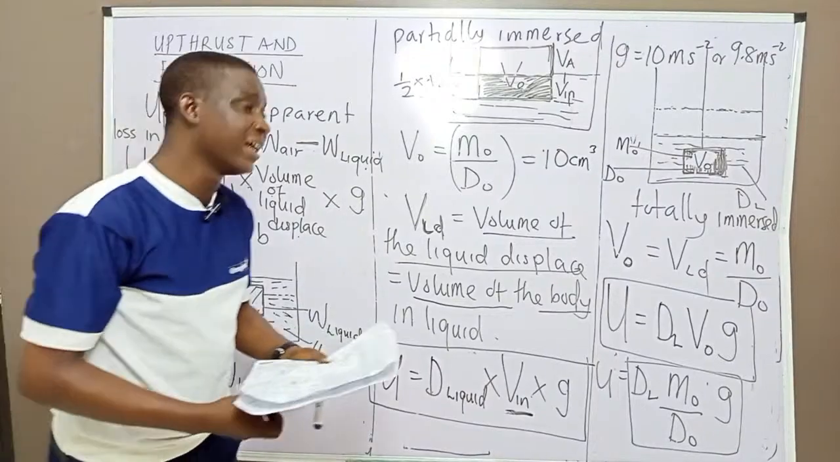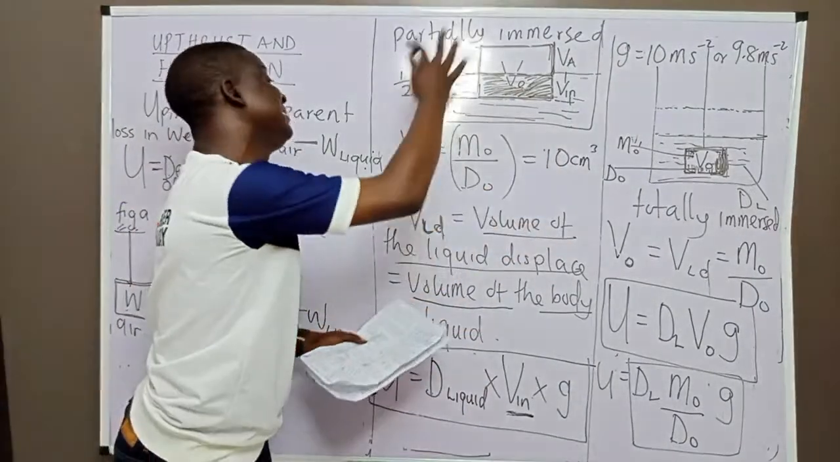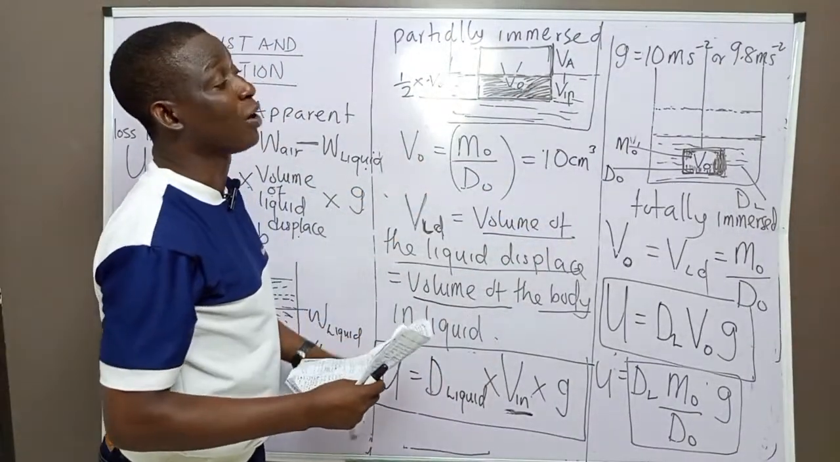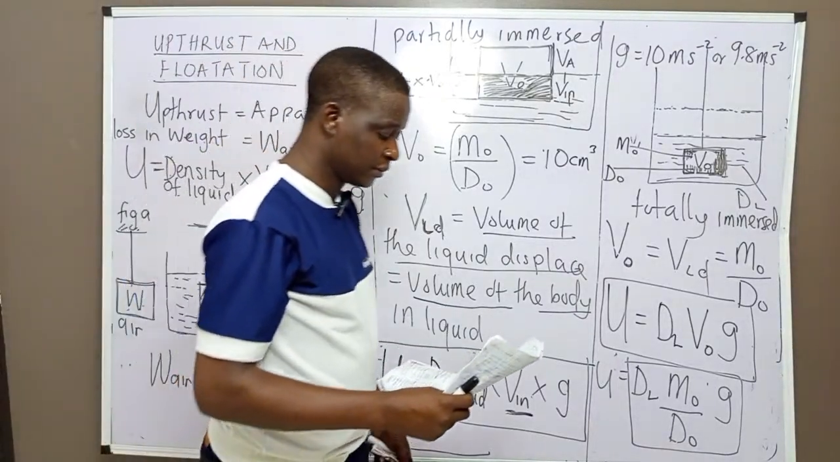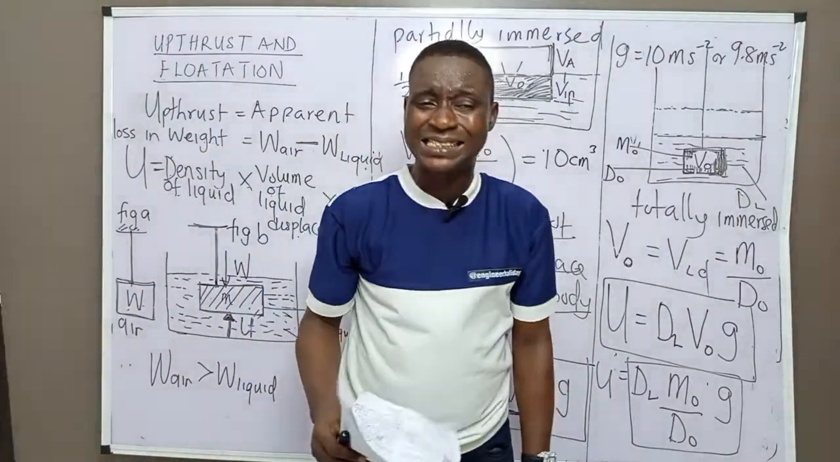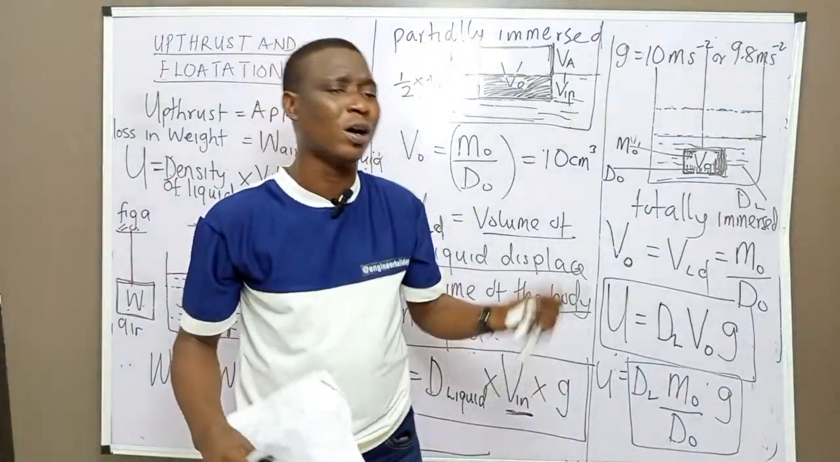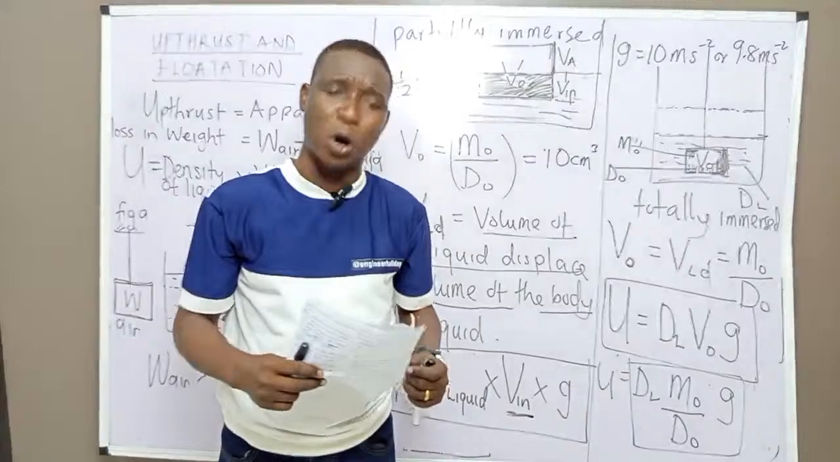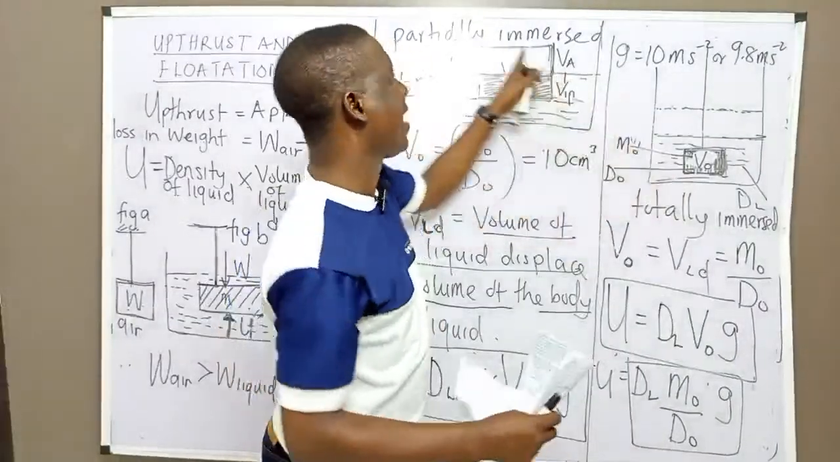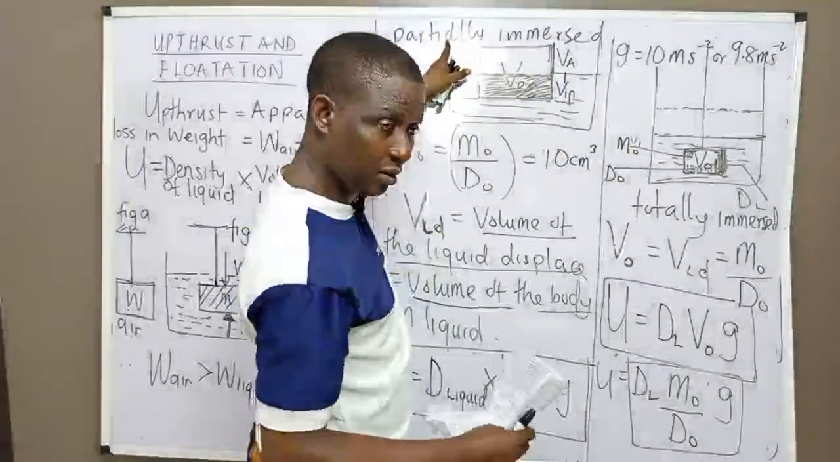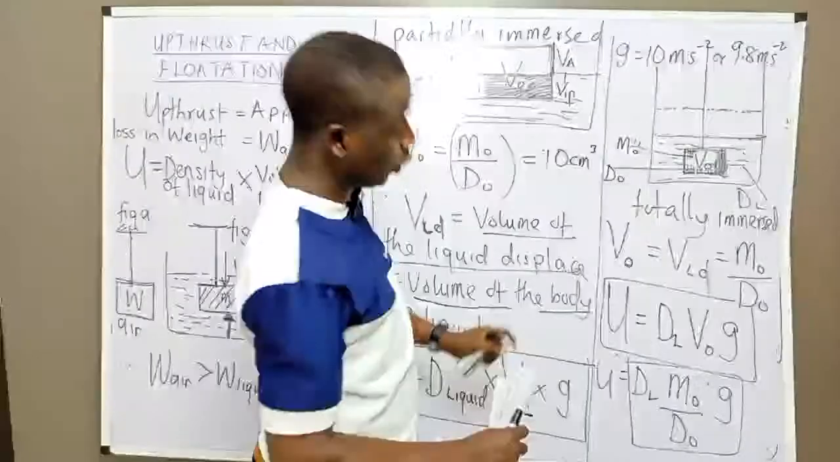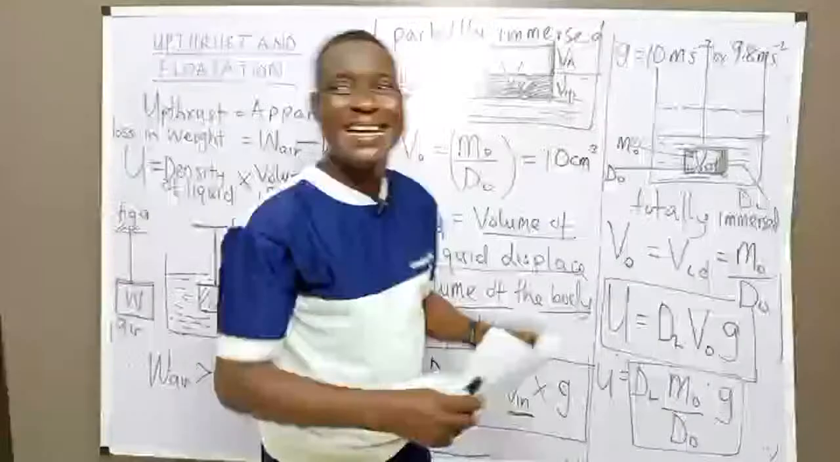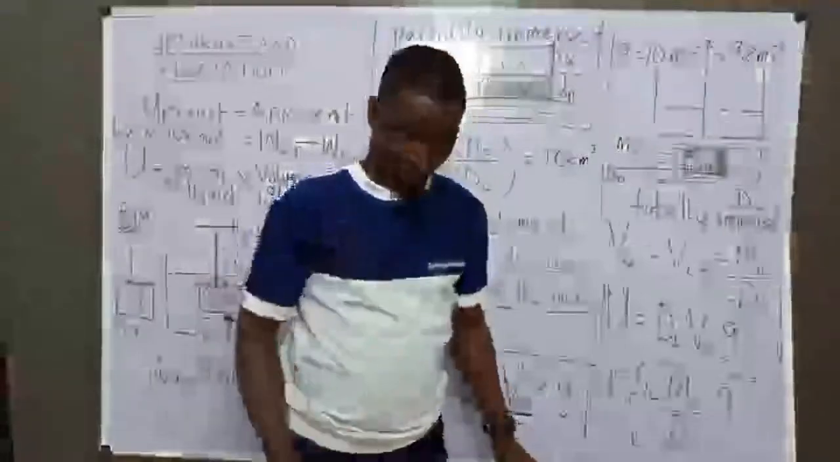Now we go to the explanation. To really explain everything I have said here is what we call Archimedes' principle. The man called Archimedes totally explained what is called Upthrust. It says that when a body is totally immersed or partially immersed, it experiences an upthrust.